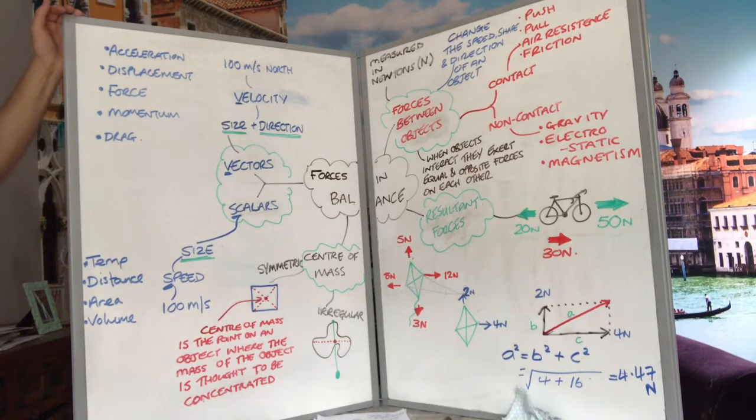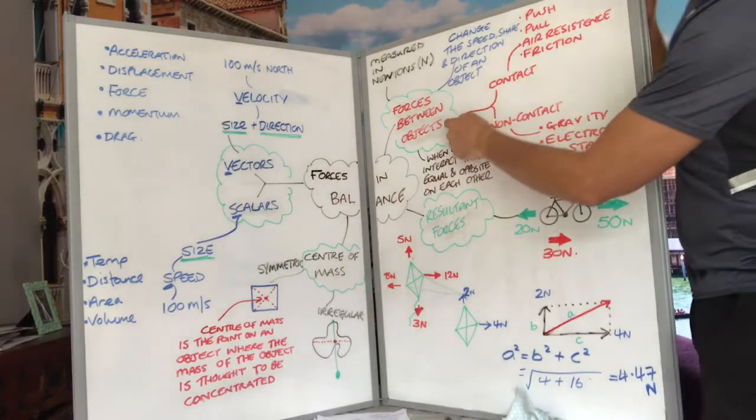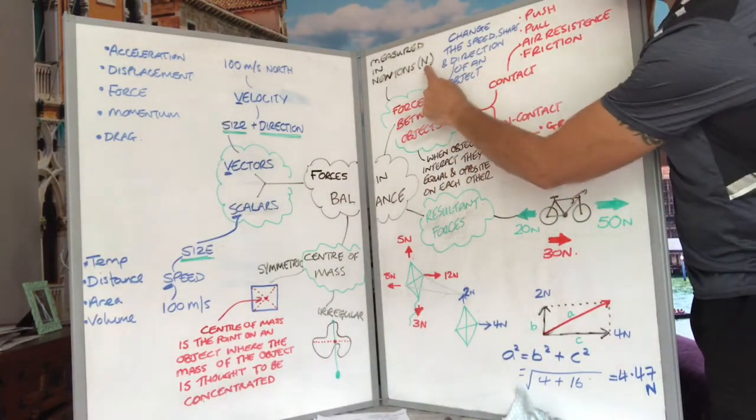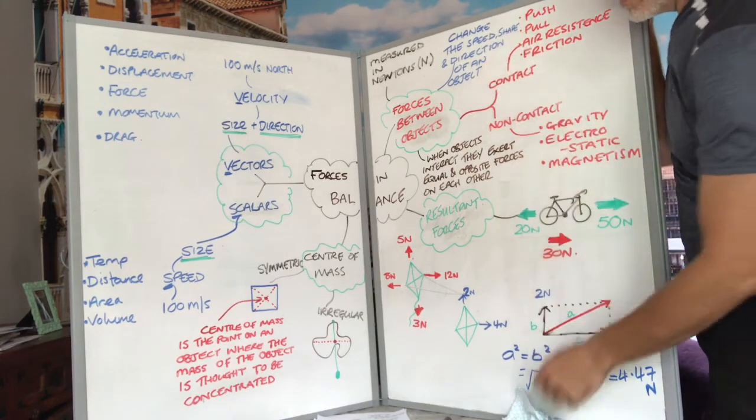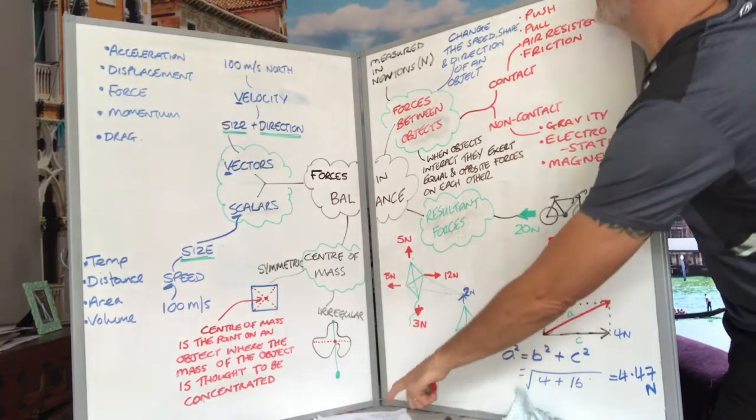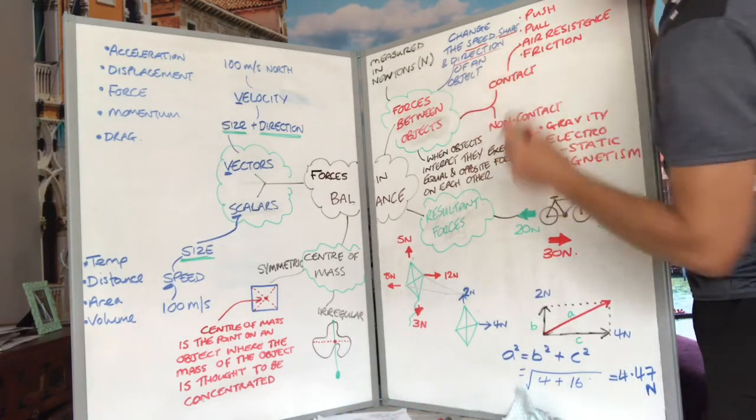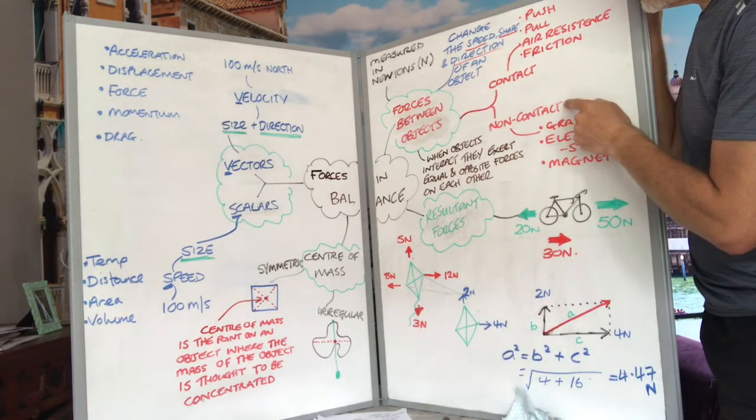Okay, moving on. Let's look at forces between objects. So forces are measured in newtons, which is capital N, and forces can change the speed and the shape and the direction of an object. We have 2 different types, contact and non-contact.